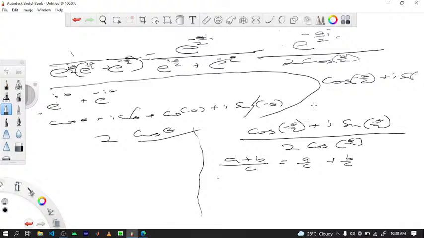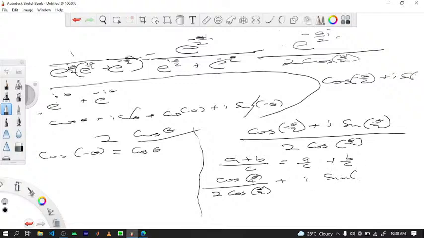Cos minus theta over 2 is the same as what? Cos theta over 2, because cosine is an even function. So if you have cos negative theta, it is the same as cos theta, right? All right. So this becomes what? Cos theta over 2 all over 2 cos theta over 2, plus we have I sine minus theta over 2 all over 2 cos theta over 2, right?